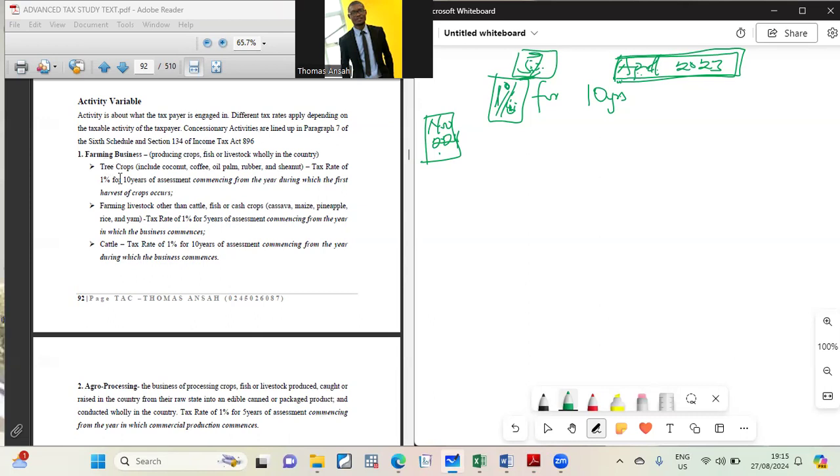All right. So if you are dealing with tree crops, you have 1% for 10 years, commencing from the year during which first harvest of your crops occurs. So tree crops, you have 1%, 10 years. When is it commencing? Year of first harvest. Take note of that. Very important.